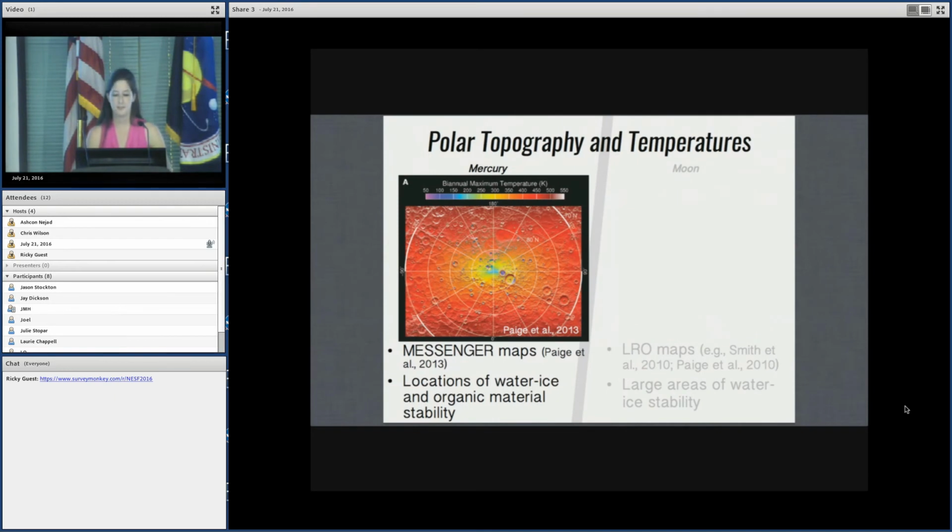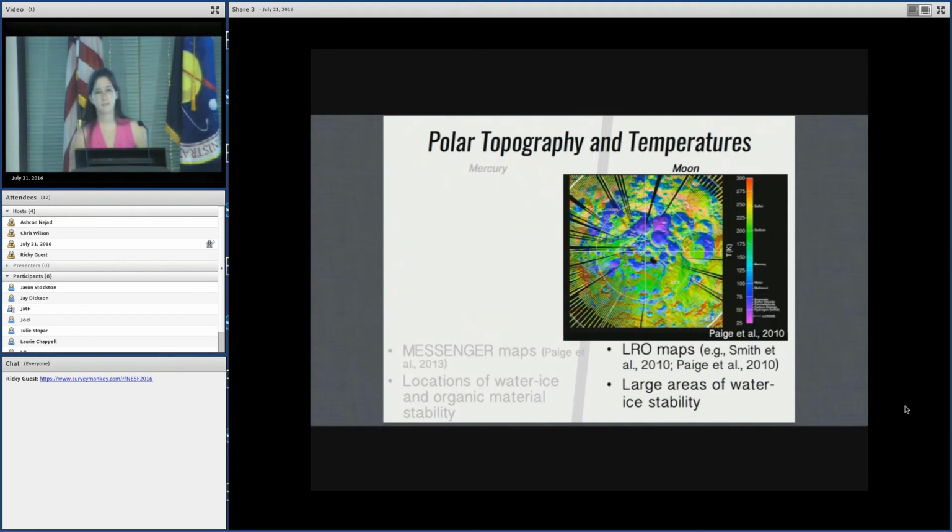There is one exception to this, and that's Prokofiev Crater, which you can see over here, which has water ice exposed on the surface of Mercury. And Dave has completed the same thing for the moon as well, where we also saw that there are these extensive regions on both the surface and the subsurface of the moon that are able to host water ice on geologic timescales.